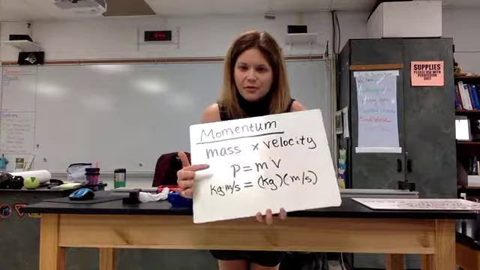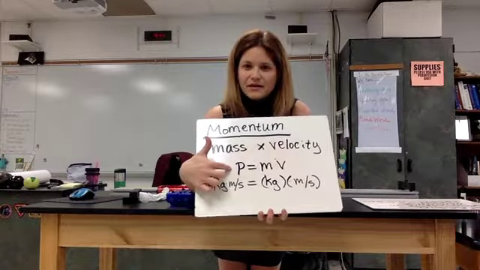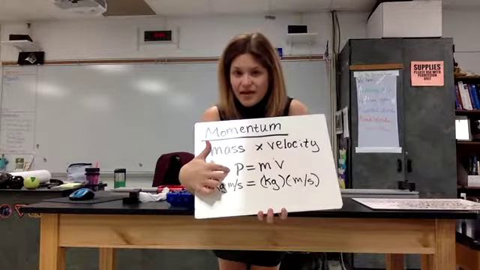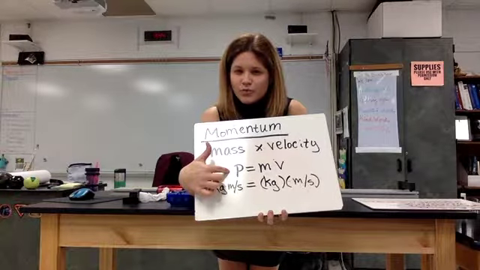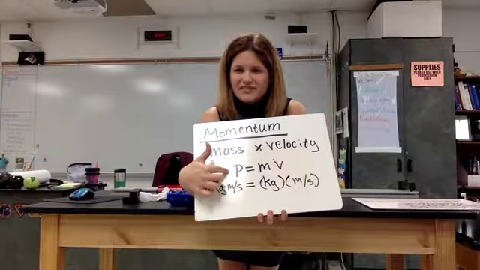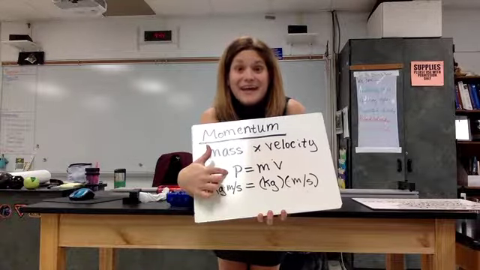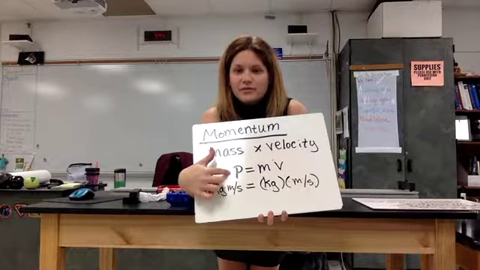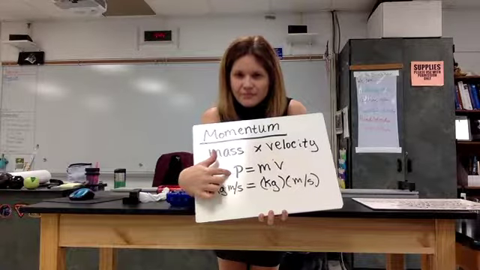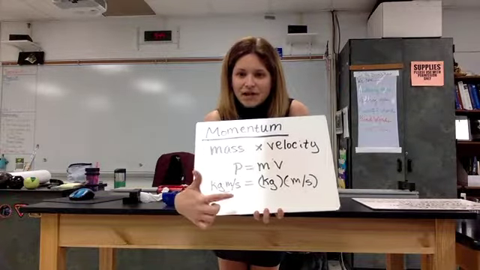The symbol for momentum is actually P because M is already being used for mass, and it comes from a Latin word for momentum, which I can't remember off the top of my head. I should have looked that up before this, but that's okay. But there's a Latin word for momentum that starts with the letter P. That's where it comes from. And so it's mass times velocity.